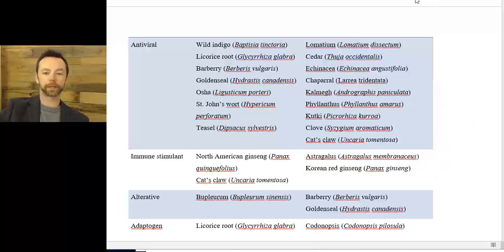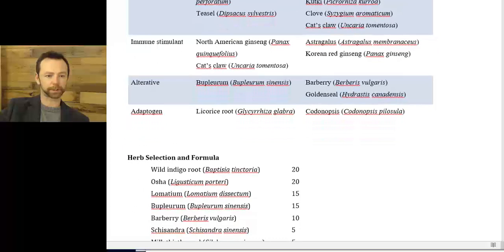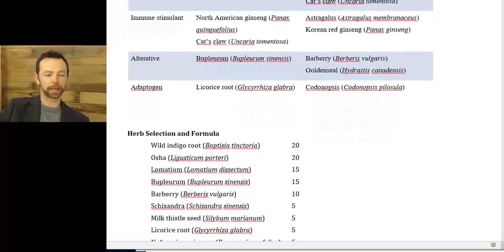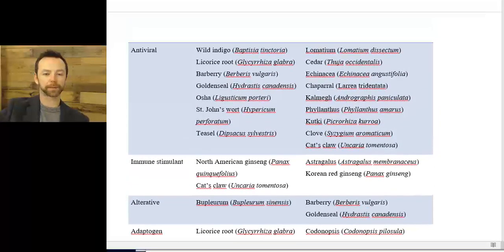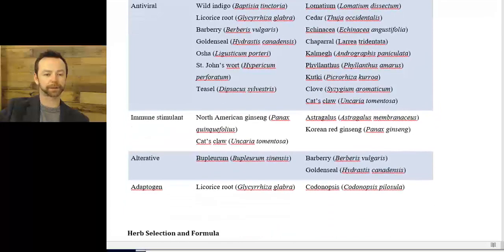Okay, we haven't mentioned licorice specifically, but this is a great antiviral. Underrated. It's listed here as an adaptogen, but underrated as an antiviral. We'll see that perhaps in our next section. So we'll end it there for our overview of the condition and of the actions.